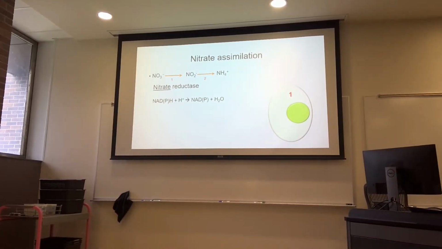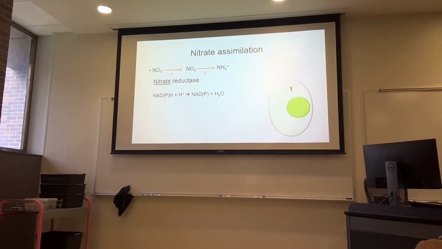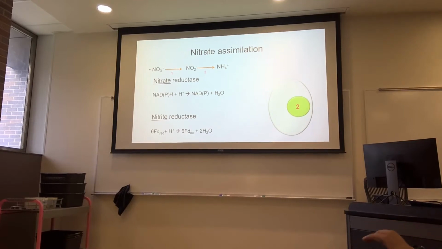NO2 can be toxic for plants, so they very quickly want to convert this into this. So nitrate reductase does it in the cytoplasm. And then this NO2 is transported into the chloroplast quickly, kind of isolated. And then nitrite reductase converts NO2 to ammonium in the chloroplast. Okay?